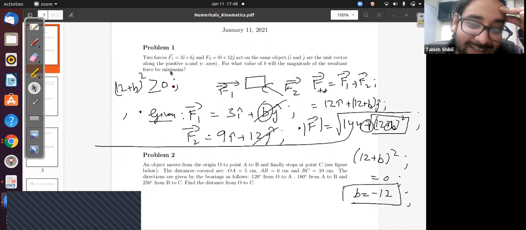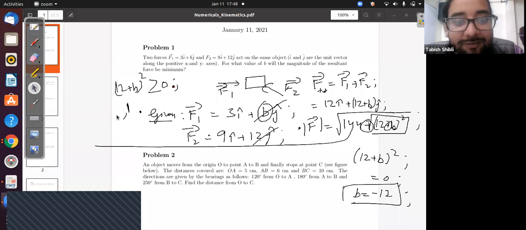So, what if we put a minus 1 over here? If you put b as minus 1, then you will get 1 squared, which is 1, which is greater than 0. But 1 is not the smallest thing that 12 plus b can be, right? The smallest is 0. So, b would be minus 12.